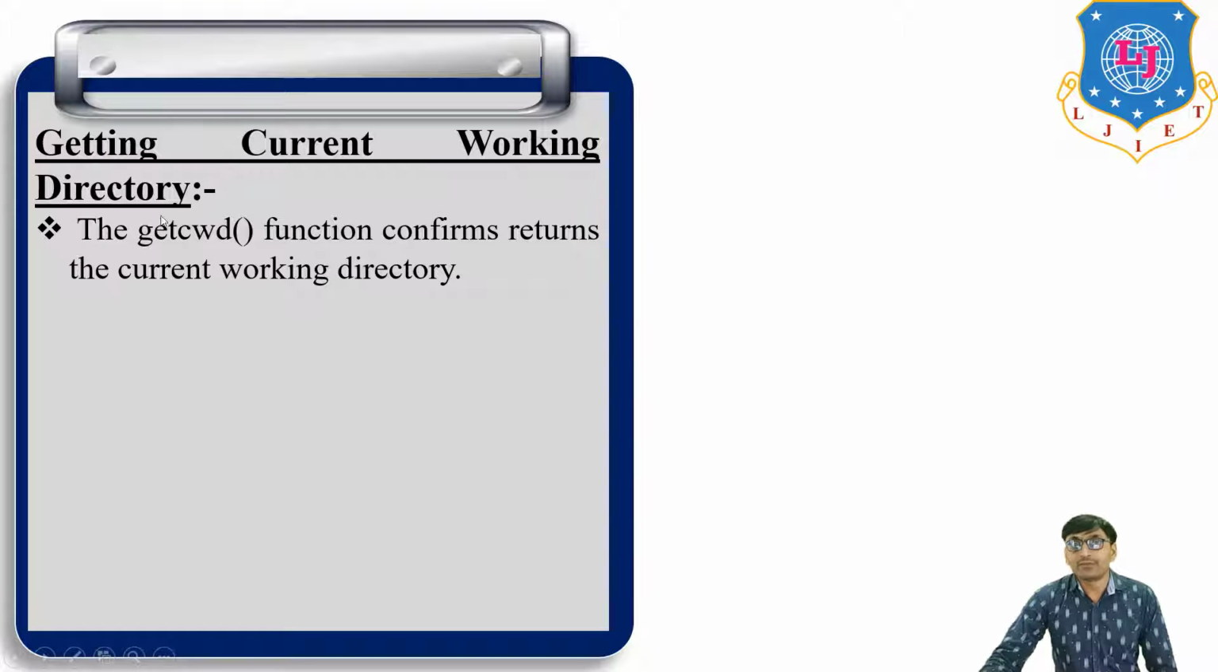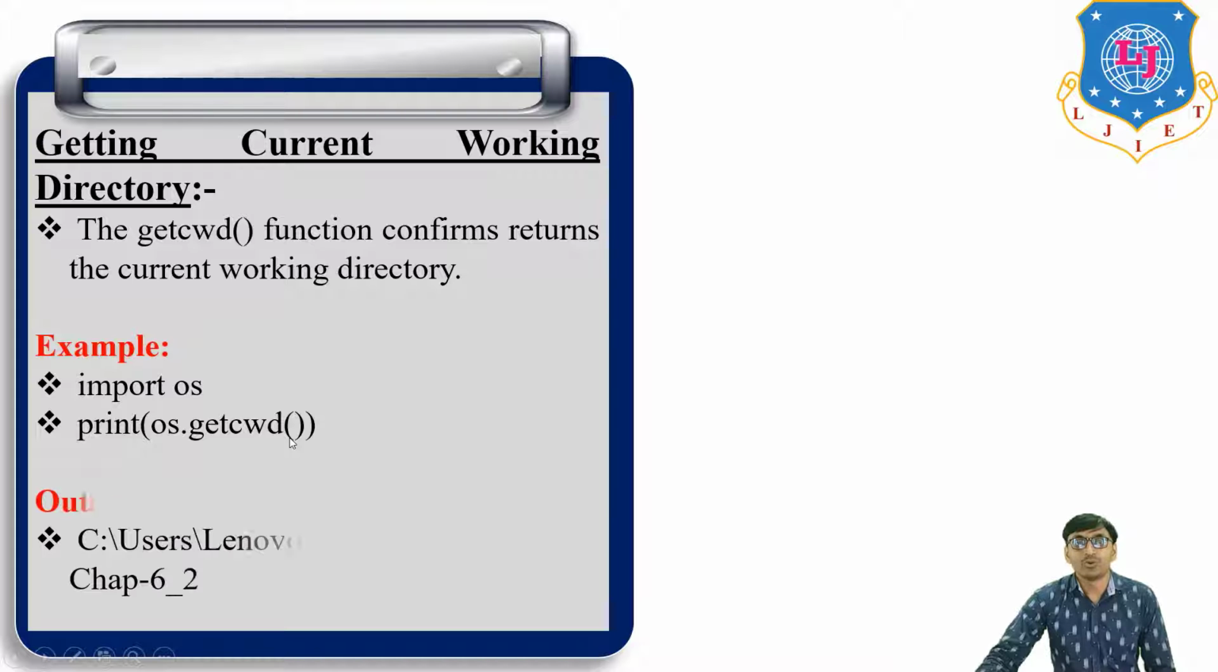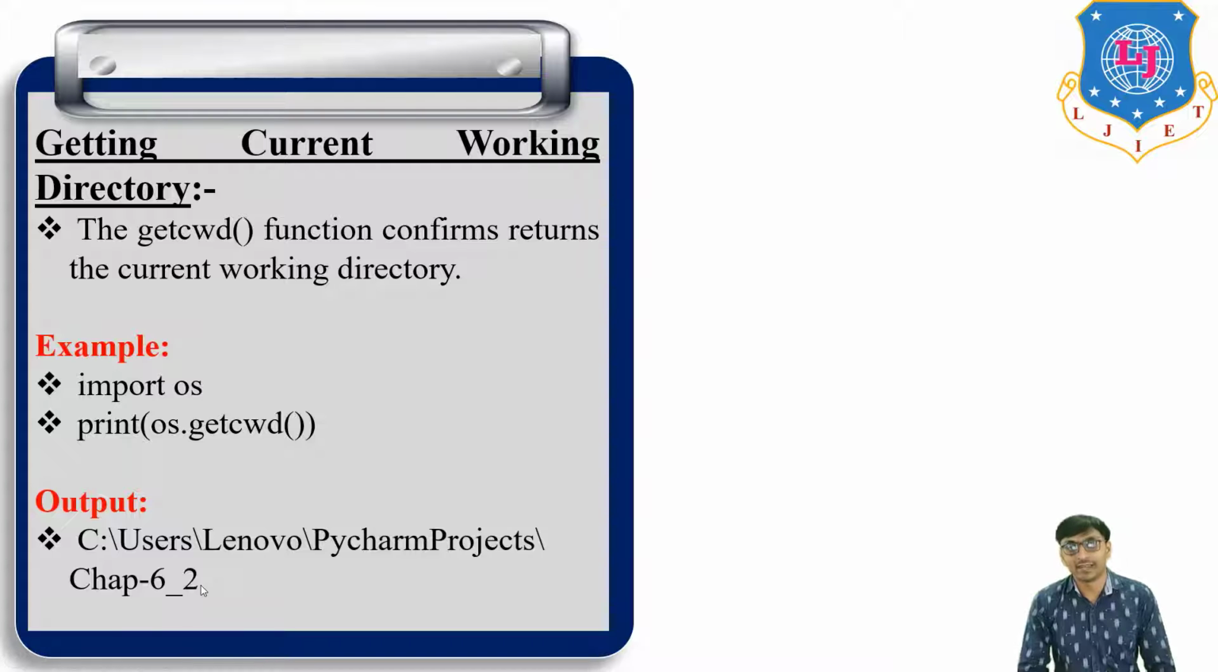Now, getting the current working directory. How to get the current working directory? The getcwd function returns the current working directory. For example, first we import os in our program, then print os.getcwd(). If we run this program, then we get the current working directory.